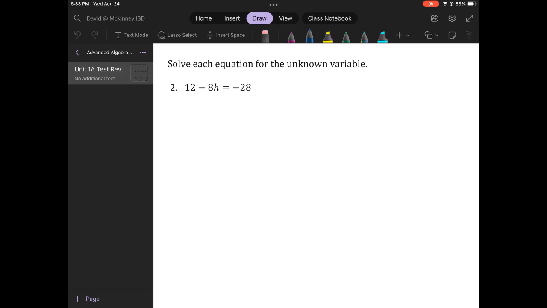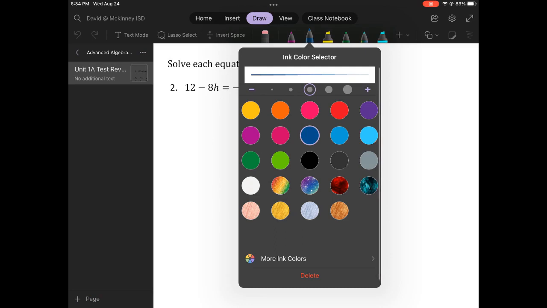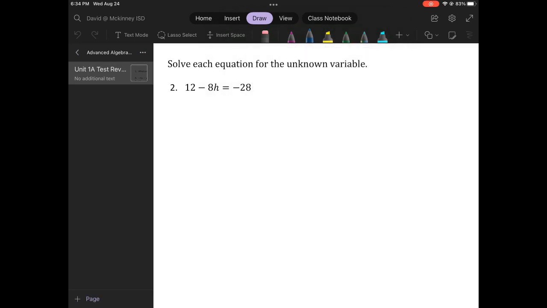What I have at this point are 4 equations where I need to solve each equation for the unknown variable. The variable in this case is going to be the letter. The variable is always the letter in algebra. The variable will change. Sometimes it's x, sometimes it's y, sometimes it's something completely different. In this case, the variable is going to be the h. But I always want to try to solve this equation for that unknown variable.